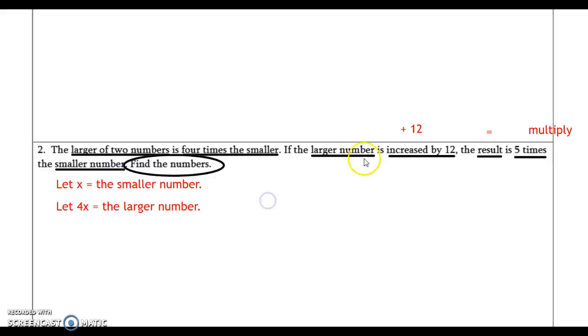Pretty straightforward. Now we're going to take the equation that's written out for us in words, and we're going to write it down in letters and symbols. If the larger number, that's 4x, is increased by, that's plus 12, the result is 5 times the smaller number, x. Now that we have an equation set up, we can solve it using the same exact properties that we've used to solve every other equation we've ever done.